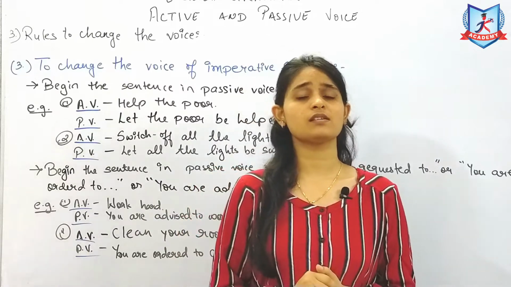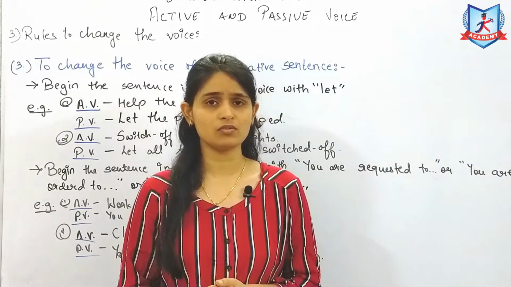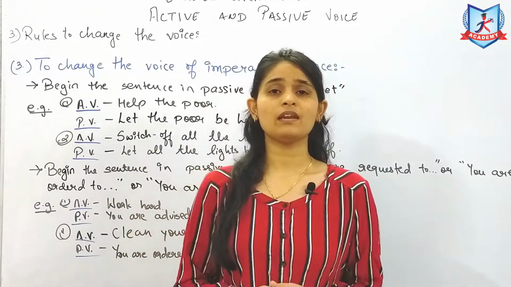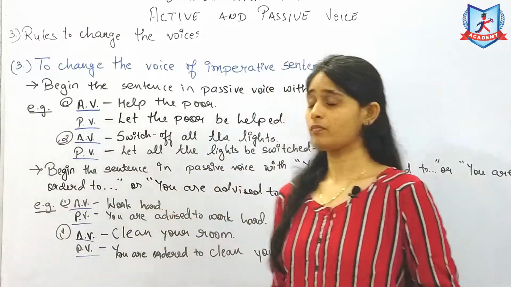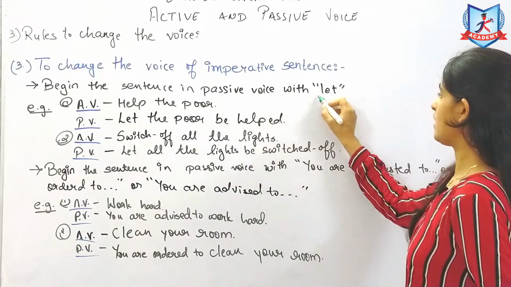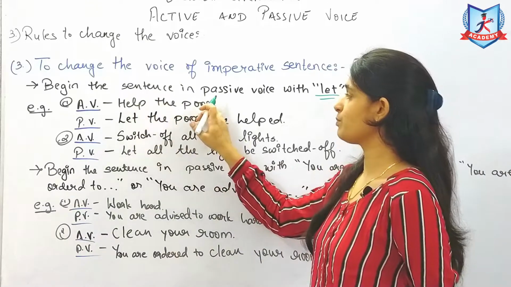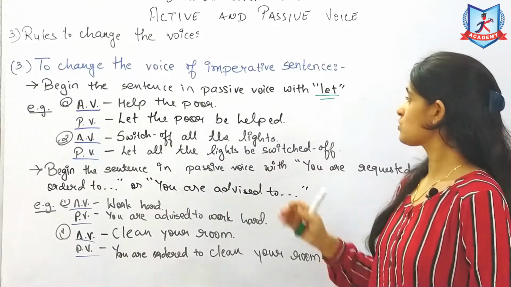So we use the pronoun you as the subject of the sentence while converting into passive voice. There are a few ways in which you can convert from active to passive of imperatives. We'll start with the first one. The first one is by beginning the sentence of passive voice with the word let. Now, in order to begin our sentences with let, how to do? Help the poor is the given sentence in active voice. I need to start with let.